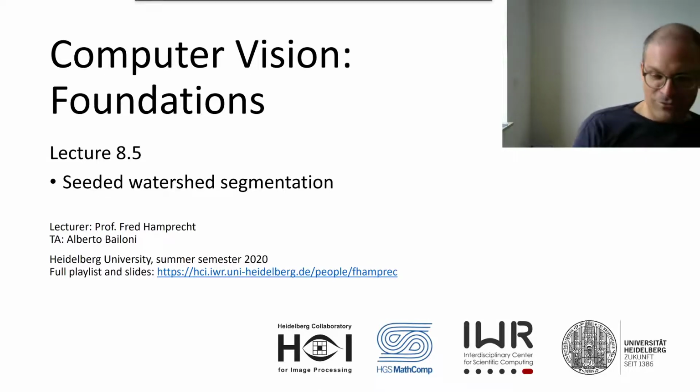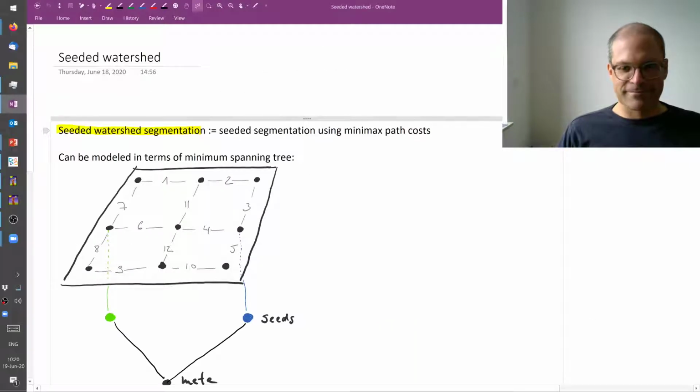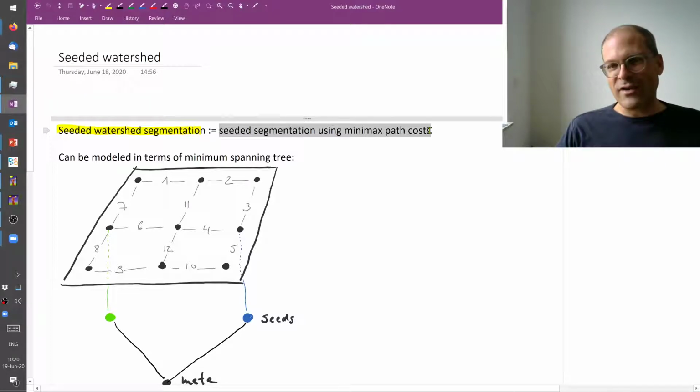We'll come now to more of the computer vision aspects, namely seeded watershed segmentation and watershed segmentation. Seeded watershed segmentation means we need seeds and then we assign pixels to closest seeds based on minimax path costs.